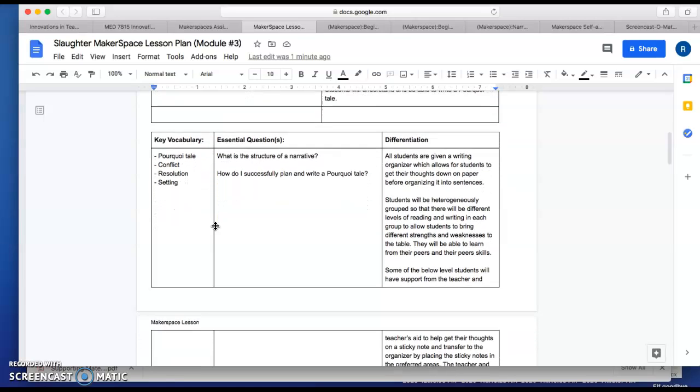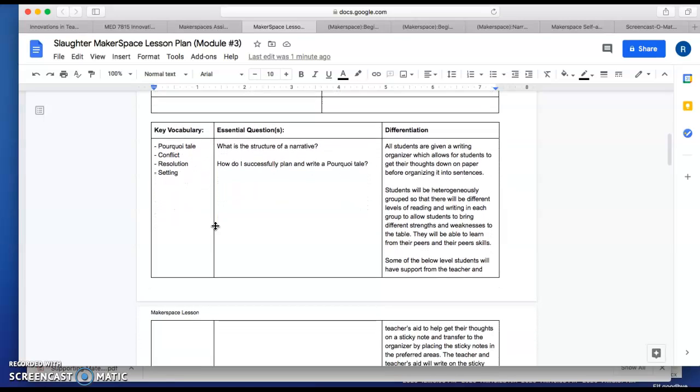Some vocabulary words are pourquoi-tail, conflict, resolution, and setting. Our essential questions are: what is the structure of a narrative? And how do I successfully plan and write a pourquoi-tail? Like I said earlier, we have already been working on narratives for a while now. So they do know the structure of the narrative, but it's putting it into place with that pourquoi-tail.